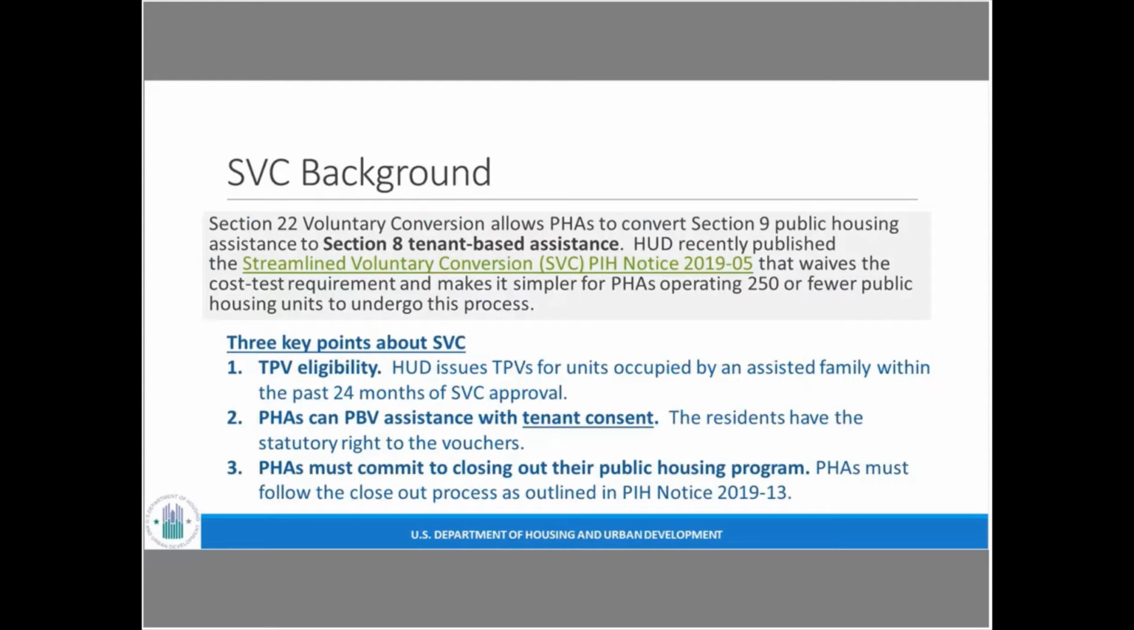So first off, what is it? When we talk about repositioning, as we talked about in the previous webinars, that's really converting your Section 9 public housing to Section 8, and in this case, tenant-based assistance. So Section 22, or streamlined voluntary conversion, is really talking about converting to tenant-based assistance. And the key element of streamlined voluntary conversion, which is an update to voluntary conversion, is that it waives the conversion assessment, making it easier for housing authorities under 250 units to convert.